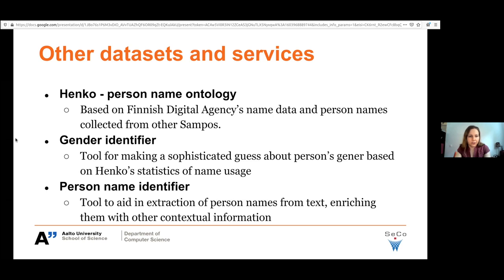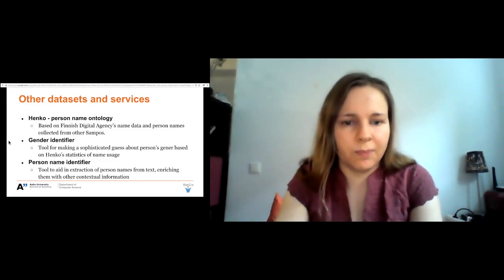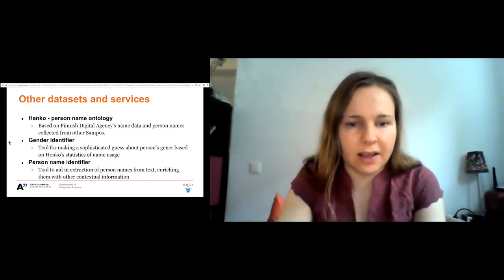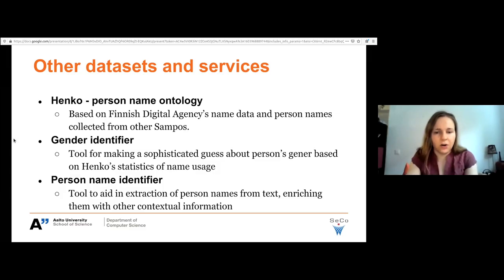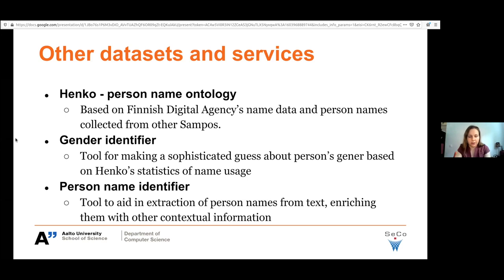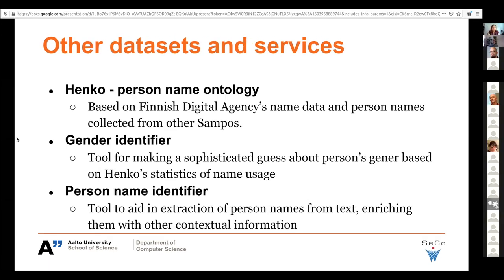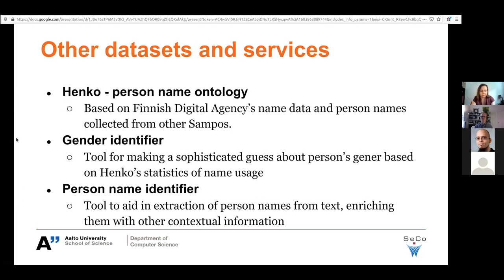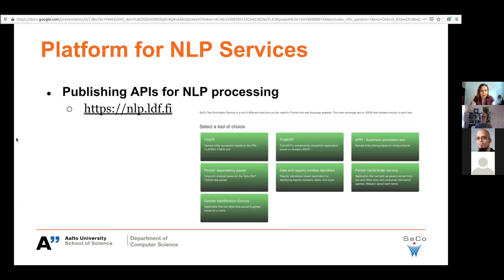And finally, we also have this person name identifier, which can aid in extracting person names from text and enriching them with other contextual information, such as guessing the gender based on the usage statistics of the person name. Or we can also extract other information surrounding the name, such as a title or lifespan. Sometimes at the end of the name you have the years that the person has lived.